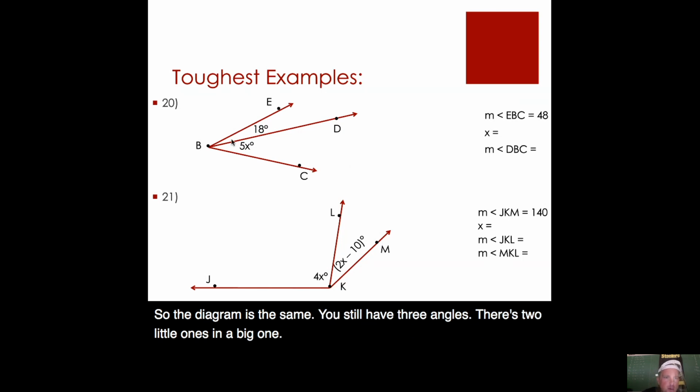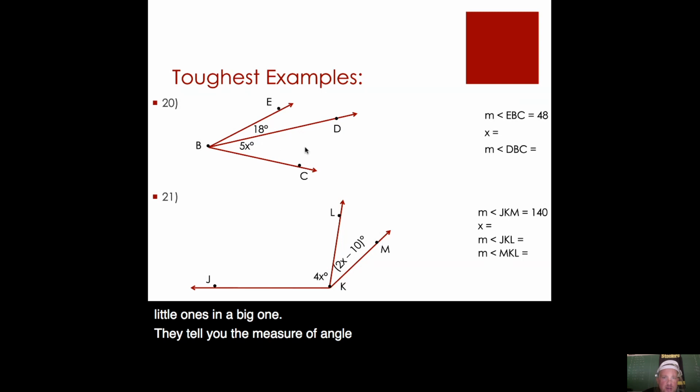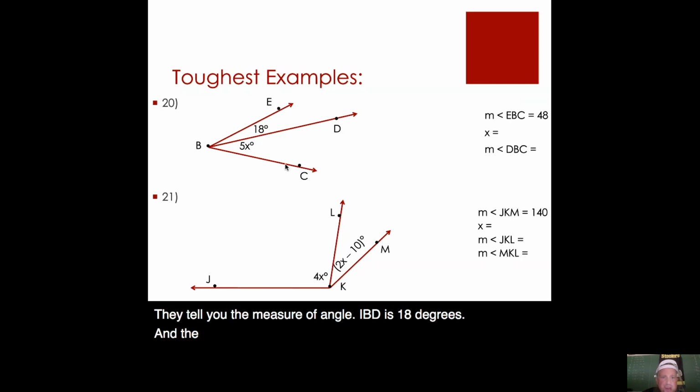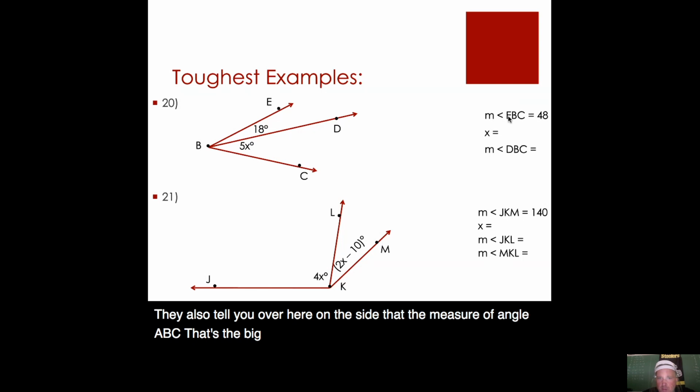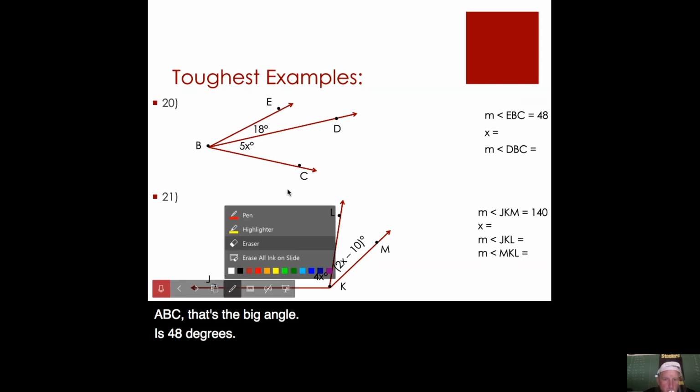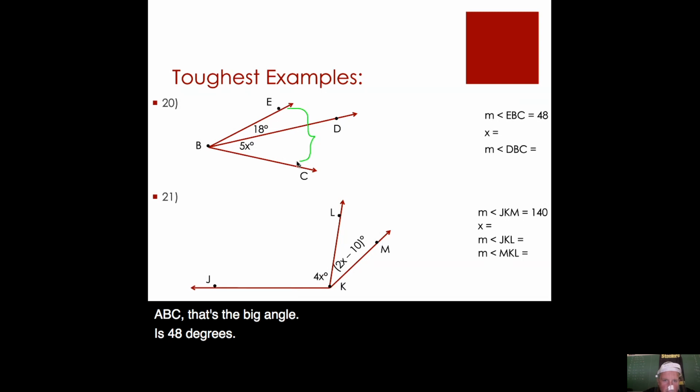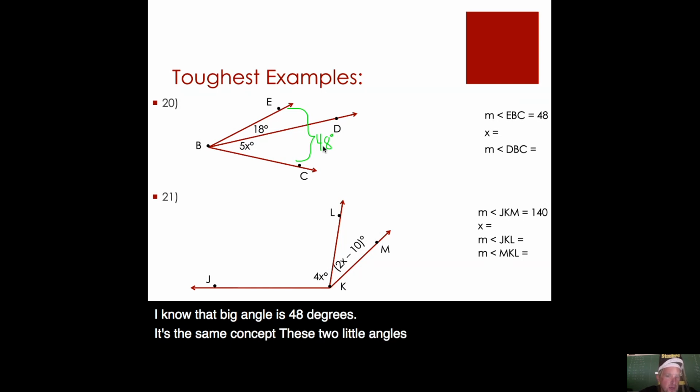They tell you the measure of angle EBD is 18 degrees, and the measure of angle DBC is 5x degrees. They also tell you over here on the side that the measure of angle EBC, that's the big angle, is 48 degrees. So I like to write right on the picture. I know that big angle is 48 degrees. It's the same concept. These two little angles together must equal that big angle.